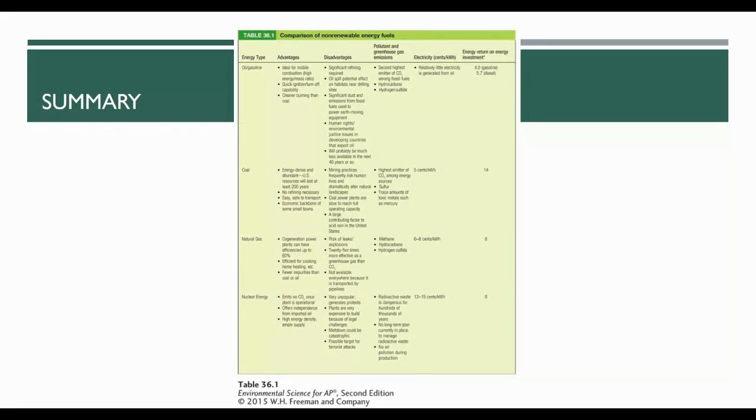All right, this table 36.1 is going to compare and contrast all of the energy types for you. I do think you should review it on your own. Obviously, this is teeny tiny, so check it out in your book. You will need to know about the type, where it comes from, advantages, disadvantages, and things like that. And that is all for non-renewable energy.